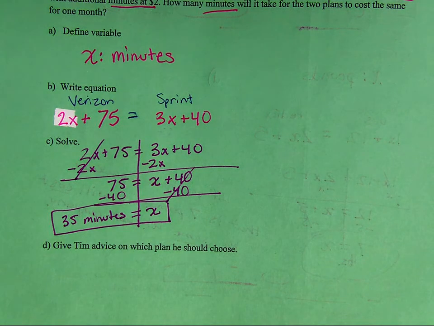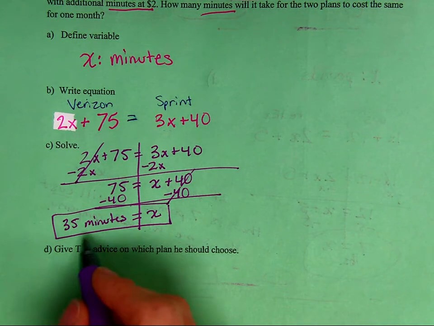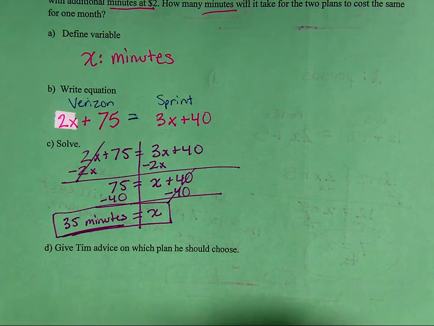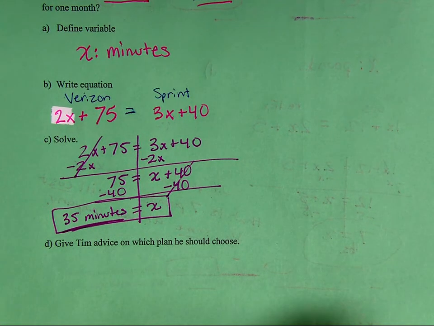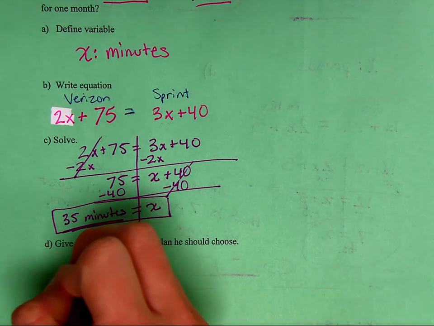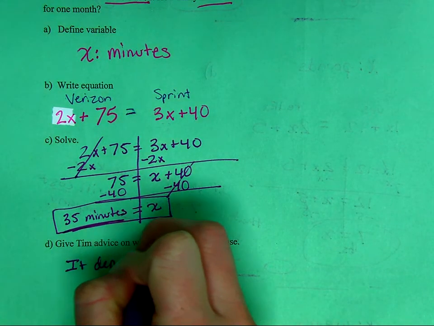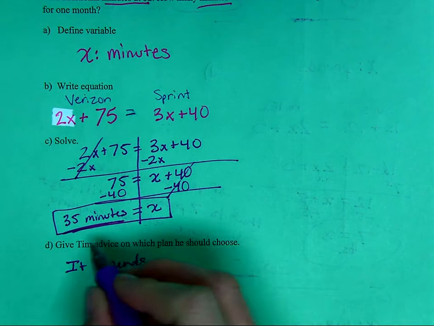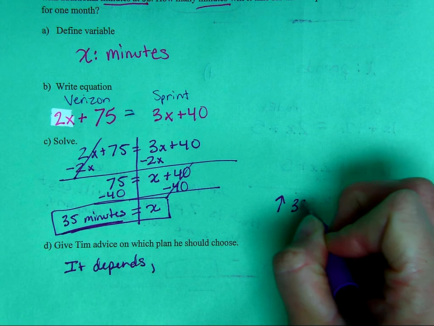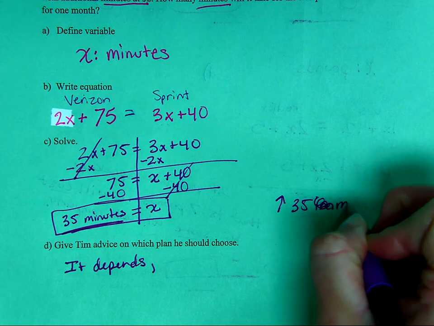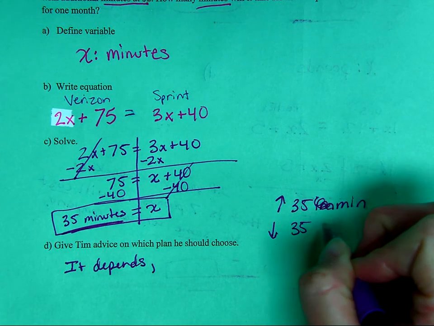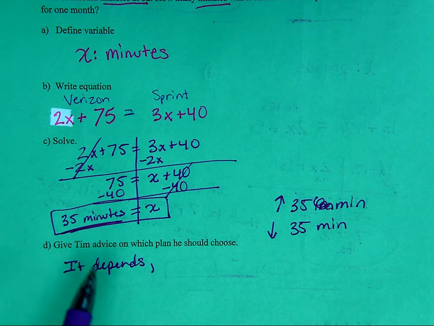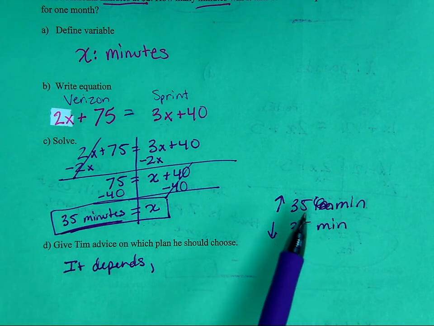Okay, so I would probably think a college student's going to use the most minutes, and so not everyone uses the same amount of minutes. So only if they have 35 minutes does it not matter. So the plan Tim uses actually depends. So I'm going to say it depends. Okay, and what does it depend on? It depends on if Tim's going to use more than 35 minutes, or less than 35 minutes. Because one of these places is cheaper for each situation here.